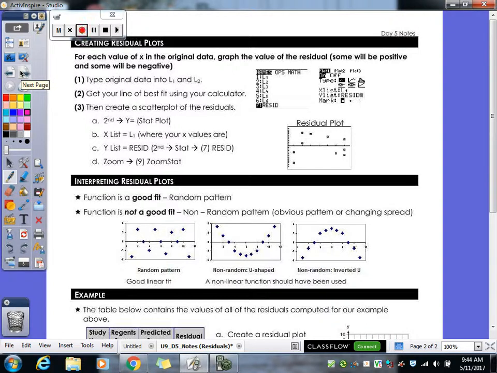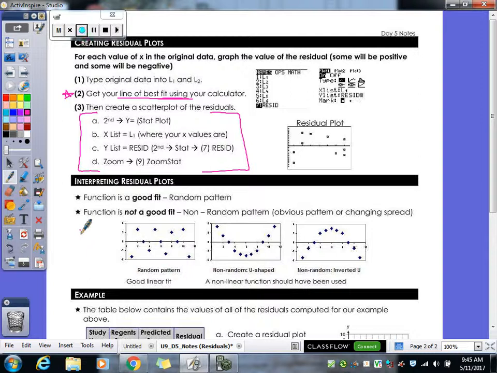So now sometimes what they're going to ask you to do is sketch a picture of your residual plot. So this is how you would go about doing that. Those are your directions to create your scatter plot. The one thing that you have to remember to do, and 99% of the times when people tell me, oh, my residual plot didn't work, it's because you didn't do this one thing. You have to calculate your line of best fit first.